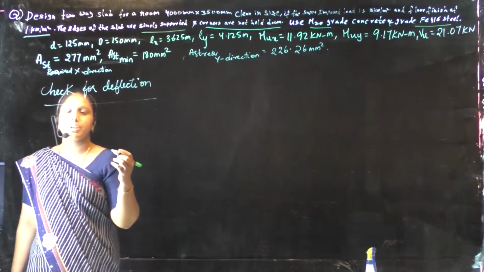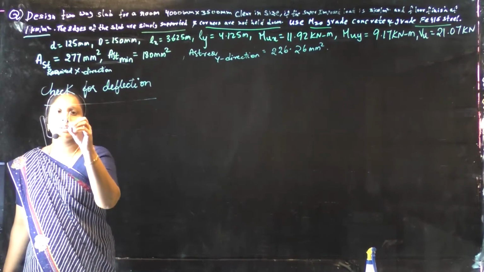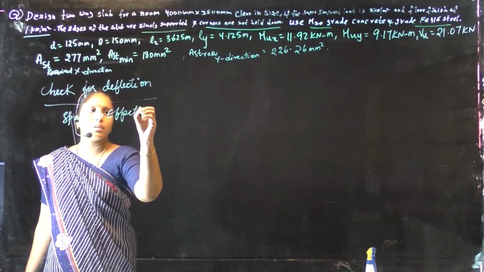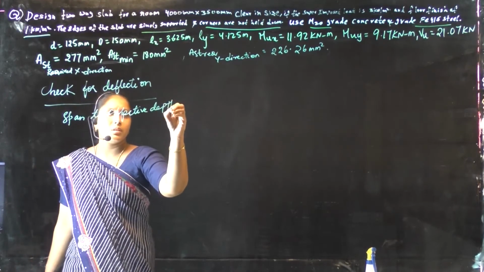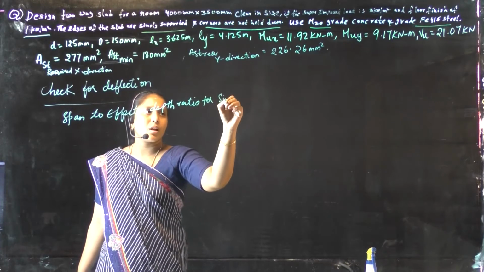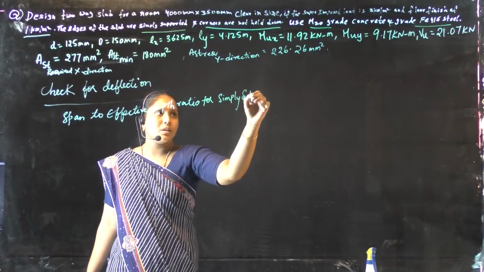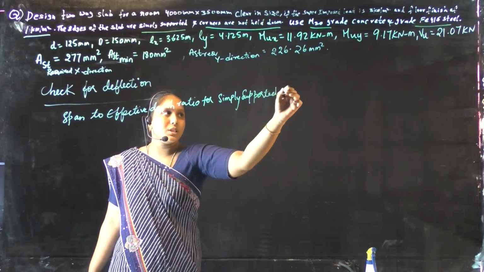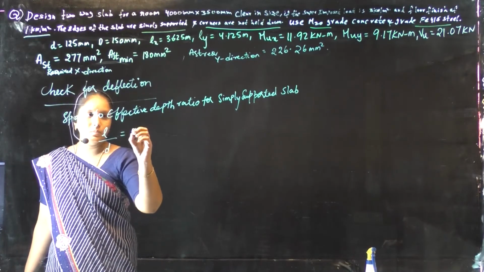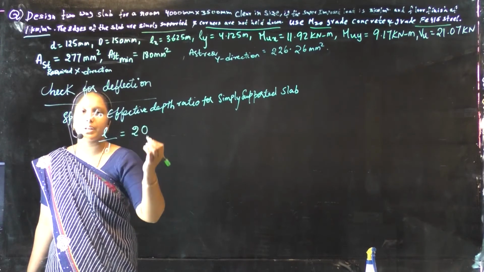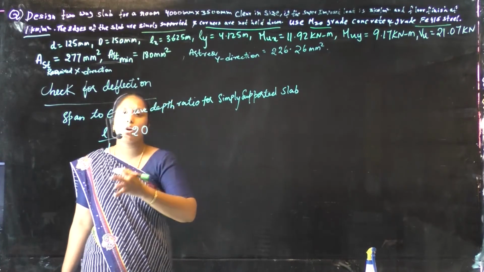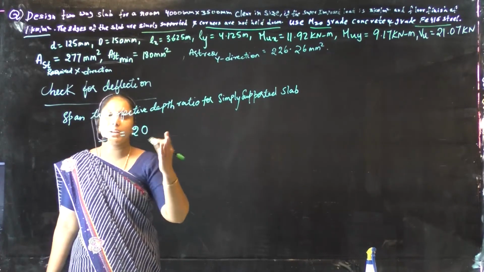So how will we do the check for deflection? What is the span to effective depth ratio for a simply supported slab? The basic span to effective depth ratio, L by D, is 20. This is the basic ratio for a simply supported slab, which we have seen already in the previous sessions also. It is L by D equal to 20.